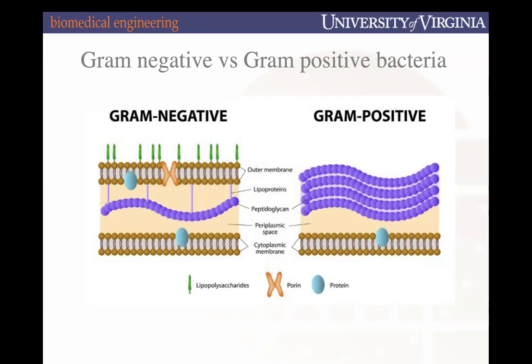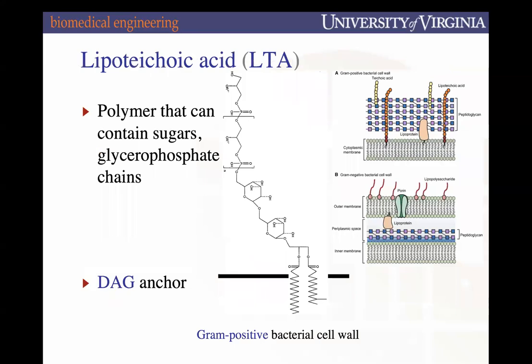But we'd call these gram-positive because the gram stain can bind to the peptidoglycan that's on the outer surface of these bacteria. And for these gram-positive bacteria, they have something called lipoteichoic acid that is either wedged within or through the peptidoglycan. It has a DAG anchor that anchors it to the one cell membrane that gram-positive bacteria have. But again, LPS is a key feature of gram-negative bacteria, and lipoteichoic acid is a feature of gram-positive bacteria.